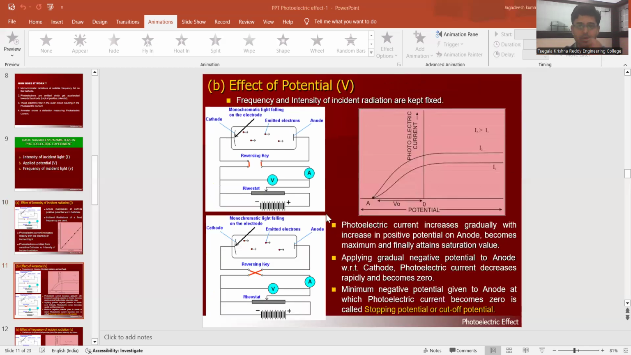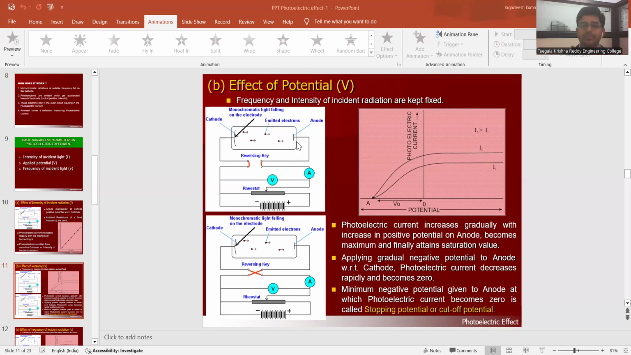Next one is the effect of potential difference. The anode is fixed, and the incident light has a fixed intensity and wavelength on the cathode. Then we apply a potential difference between the cathode and anode.